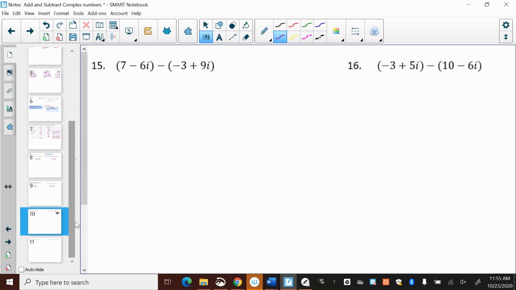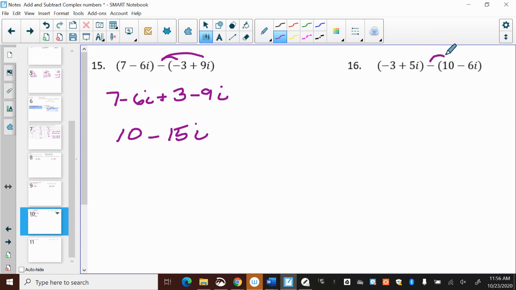A few more examples here. If you see this negative, what you want to do first is go ahead and distribute the negative through. So you're going to take an extra line here before we start combining up like terms. A negative times a negative is a positive. A negative times a positive is a negative. Combining up like terms, positive 7, positive 3, always looking at the sign in front gets you 10. -6i, -9i, again, looking at the signs in front, combining those up, we get -15i.